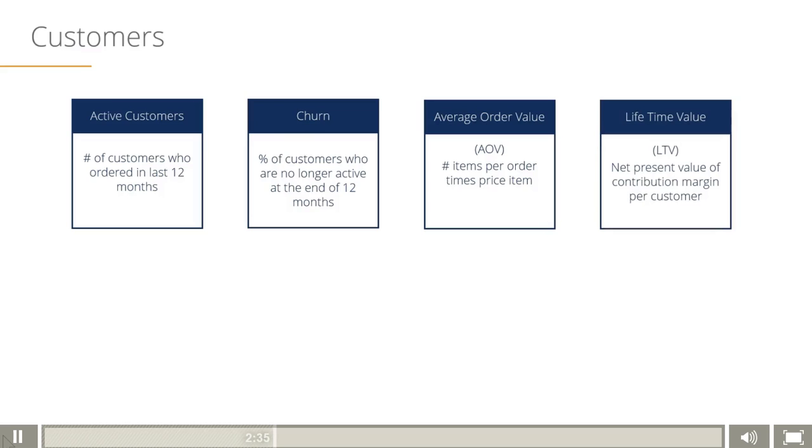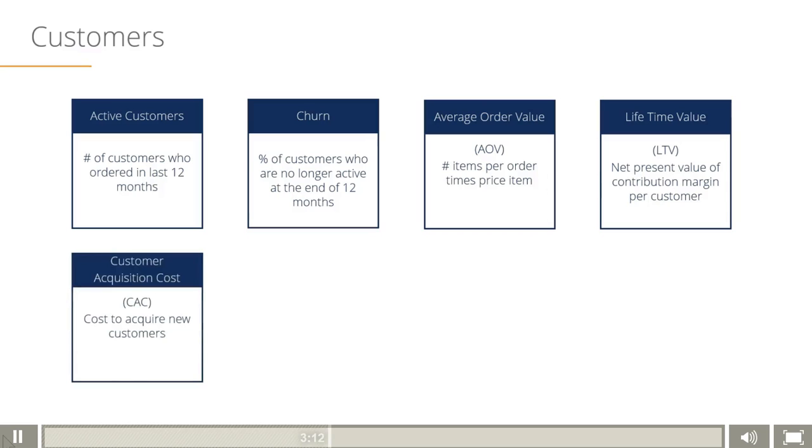The lifetime value of a customer, or also sometimes called the customer lifetime value, is the net present value of contribution margin per customer. We're going to walk through this in more detail in the model, and there is a wide range of definitions of lifetime value in the industry. Some companies refer to the value of the revenue per customer over their life, some to the gross profit, and the most conservative is to the contribution margin dollars. But that's really the most important in understanding the actual economics of the business.